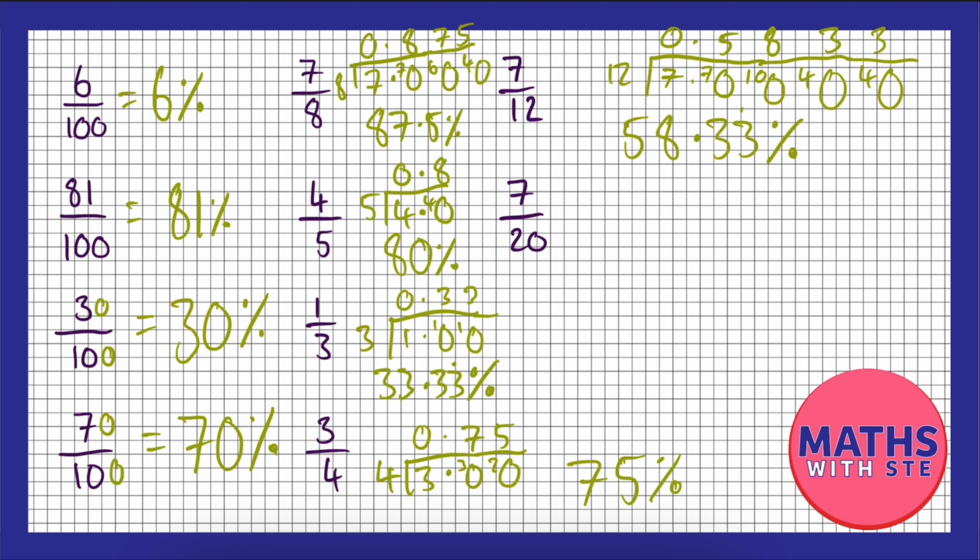Okay, last one. So I've got 7 over 20. How many times does 20 go into 7? Right, okay. So 20 into 7. It's going to be, 20 goes into 7 0 times. Add a point, add a 0. 20 goes into 70, 20, 40, 60, 3 times with 10 left over. And 20 goes into 100, 5 times. 0.35 times that by 100, 35%. And there you go.